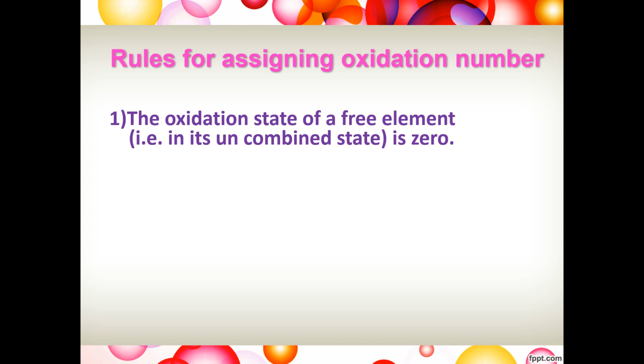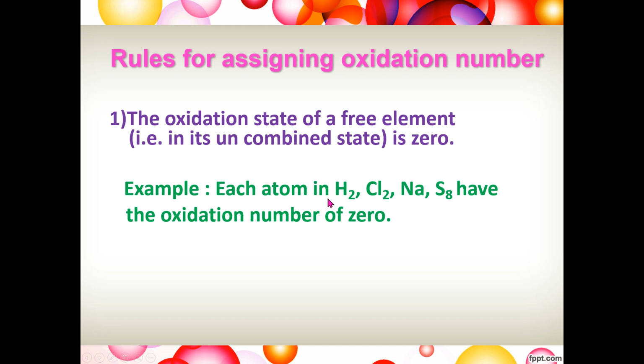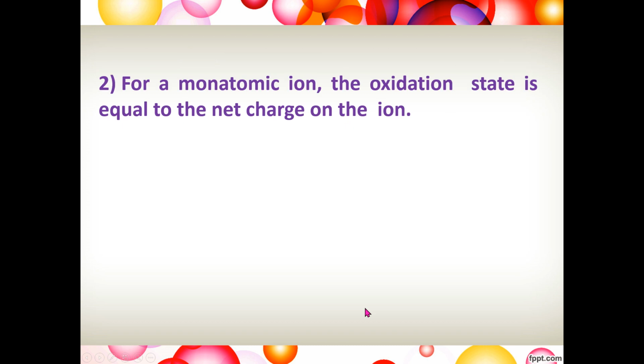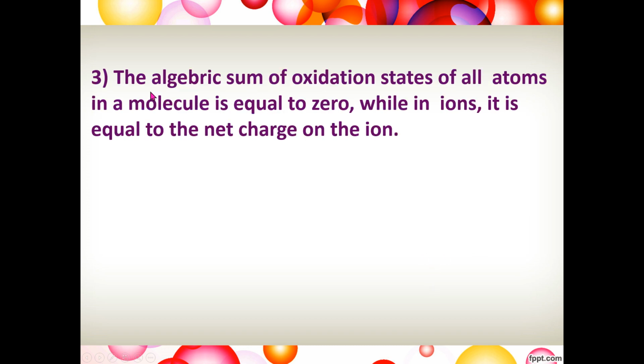The oxidation state of a free element is 0, that is, for each atom, H2, Cl2, Na, S8, for all of these the oxidation number is 0. In the case of a monoatomic ion, the oxidation state is equal to the net charge of the ion. For example, Na plus means plus 1. For chlorine, the oxidation number is minus 1 if the ion is Cl minus. Then, this is a very important one. The algebraic sum of the oxidation states of all the elements in a molecule is equal to 0, while in ions, it is equal to the net charge of the ion.